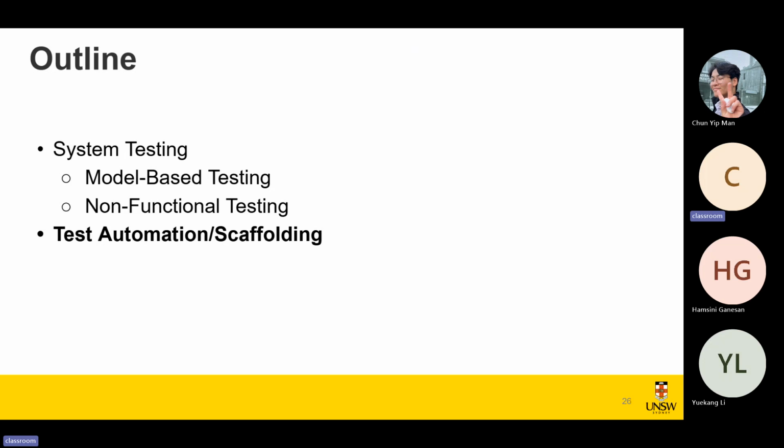All right, let's start the second half. We just covered the different functional and non-functional system testing in the first half of today's lecture, and that marks the end of levels of testing. Now let's move on to another topic, which is test automation and scaffolding, which is also related to how we do testing during the process of software development.